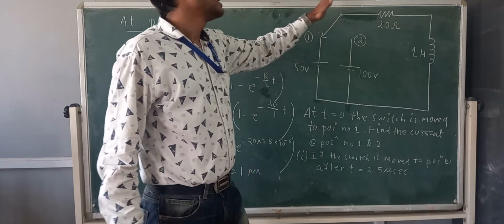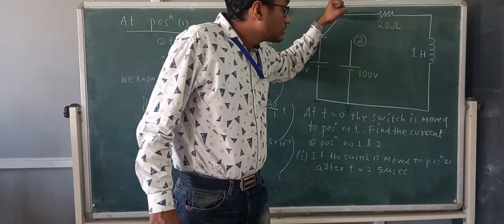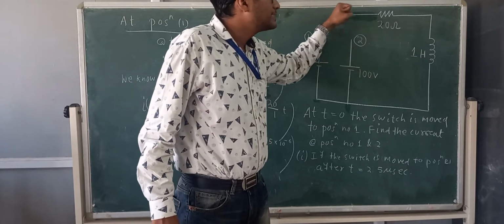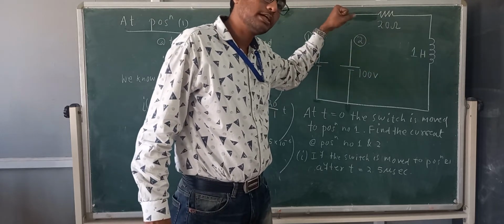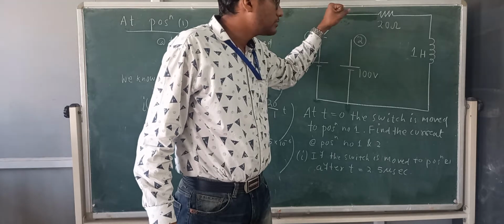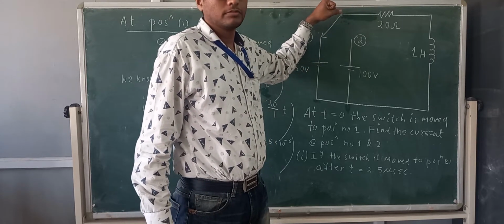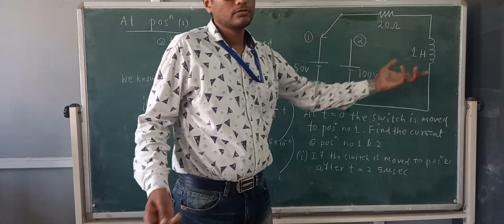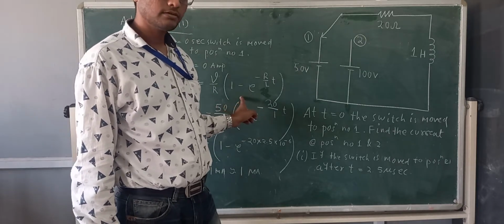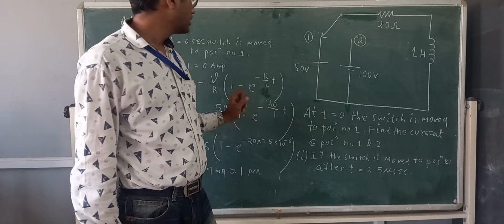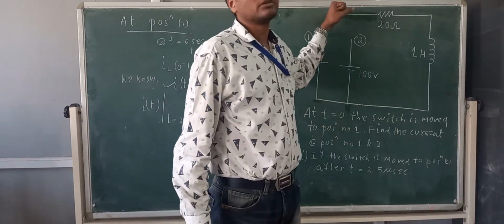Because when the switch is at position 1, prior to the switch being connected to position 1, is there any current flowing here? No. The switch is moved to position number 1 at t equal to 0 second. Prior to this, is there any current flowing here? No initial current is flowing here. So I can conveniently put this formula. This is the expression for the current when the switch is at position number 1.